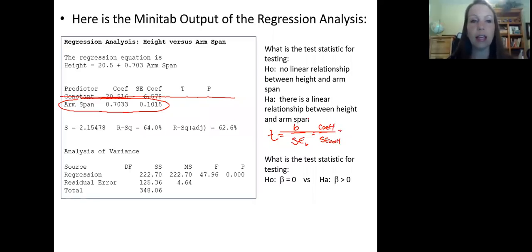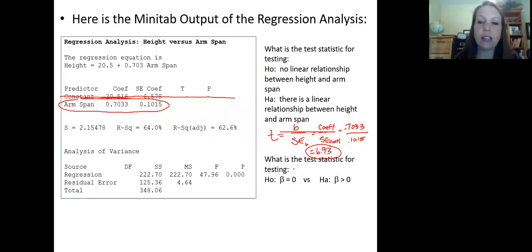So for this particular case, our coefficient is 0.7033, and we're going to divide that by the SE Coef, which is 0.1015. If I do that calculation, 0.7033 divided by 0.1015, I get 6.93. So T equals 6.93. That's the test statistic for that particular set of hypotheses.